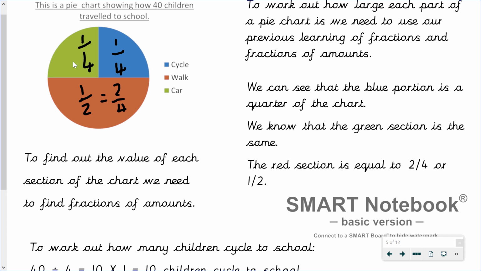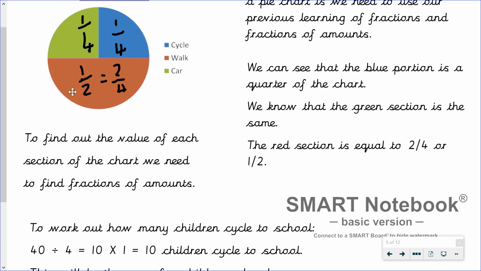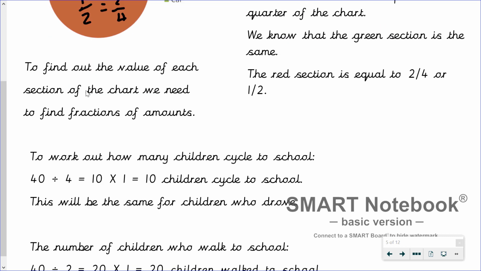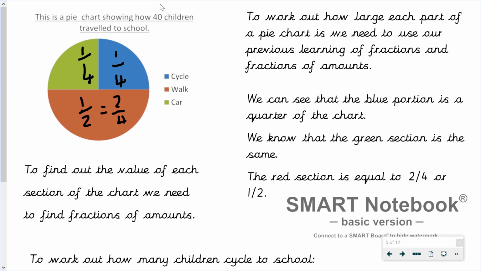We could then either work out the total of those two and take it away from the 40, or we could do the exact same method we've just done. So a half, 40 children divided by the denominator of 2 gives us 20, times that by the numerator of 1 is 20 still, so 20 children walk to school. Check our answer, 20, 10, and 10 gives us the 40 children. So all you do is take your total, divide it by the denominator, and then times that by the numerator, and that tells you the amount of that section.